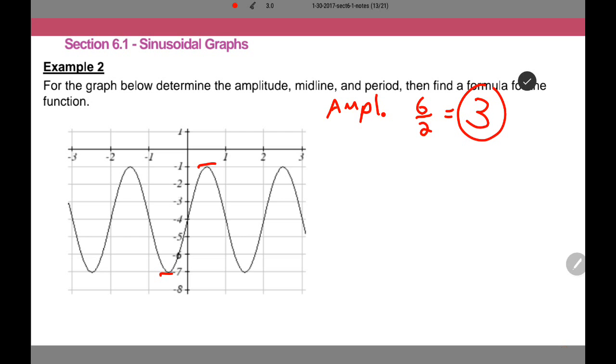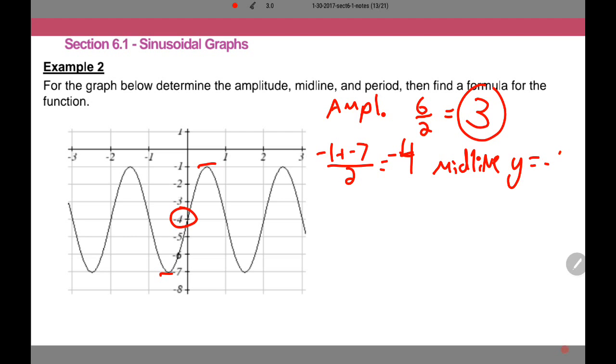My midline is going to be halfway between -1 and 7, and halfway between -1 and 7 is this -4. So you could do -1 plus -7 and divide that by 2 to get the midline. So my midline is -4. Y equals -4.